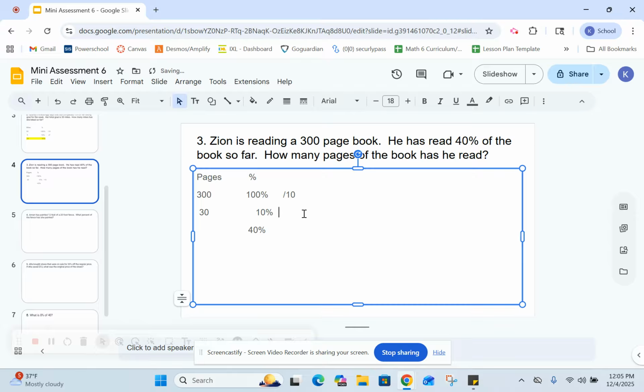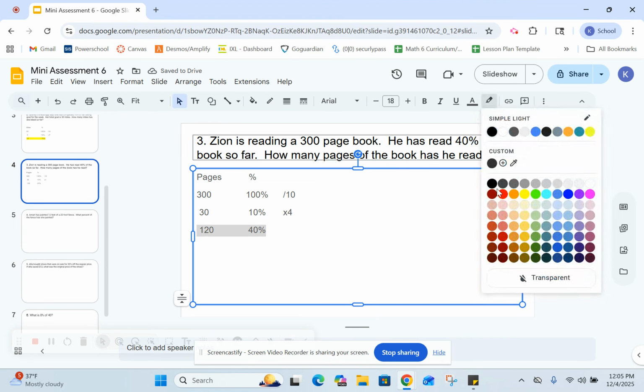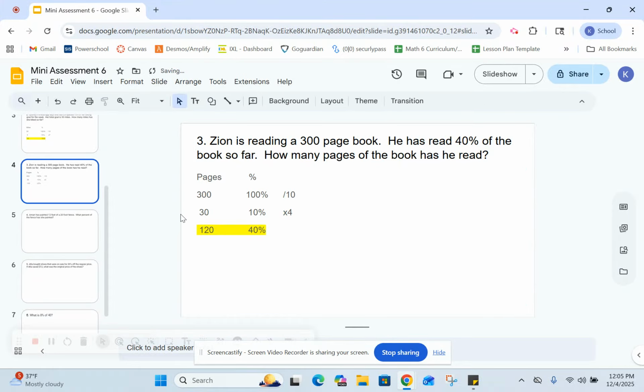All right, so if 10% of the book is 30 pages, now we need to go to 40%. How many 10%s make 40%? That's right, 4. So we're going to multiply now by 4. 30 times 4 is, you guessed it, 120 pages. So if he has read 40% of the book, he has read 120 pages. All right, now you're going to answer a similar question and then we'll move on.